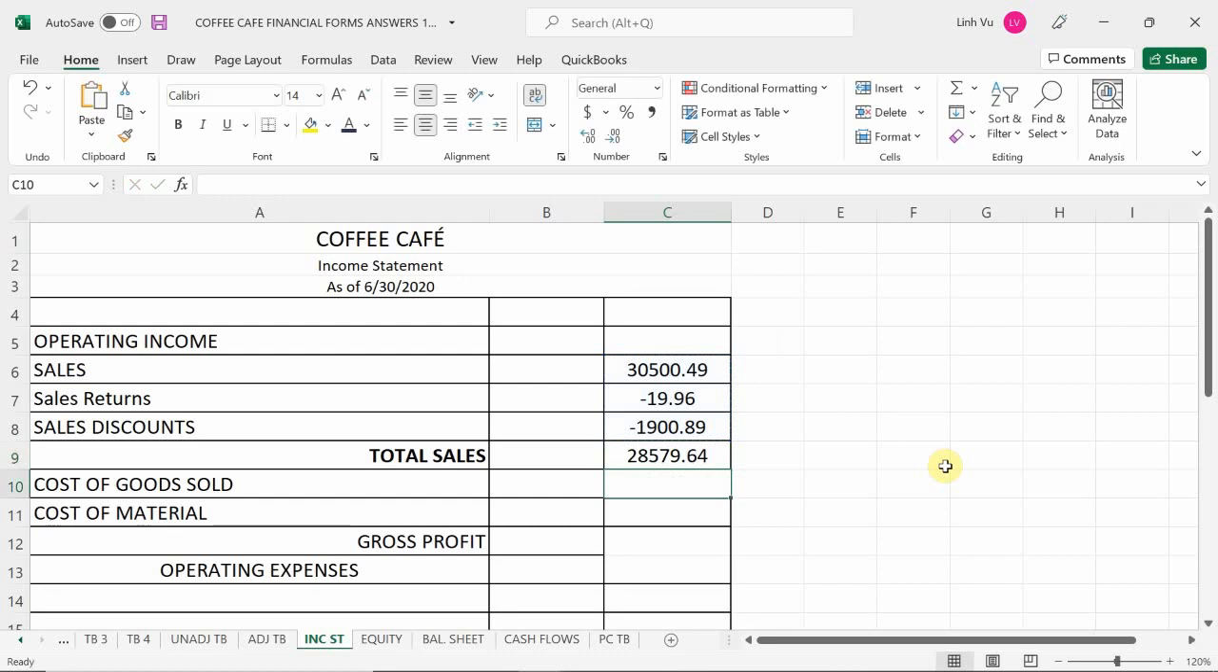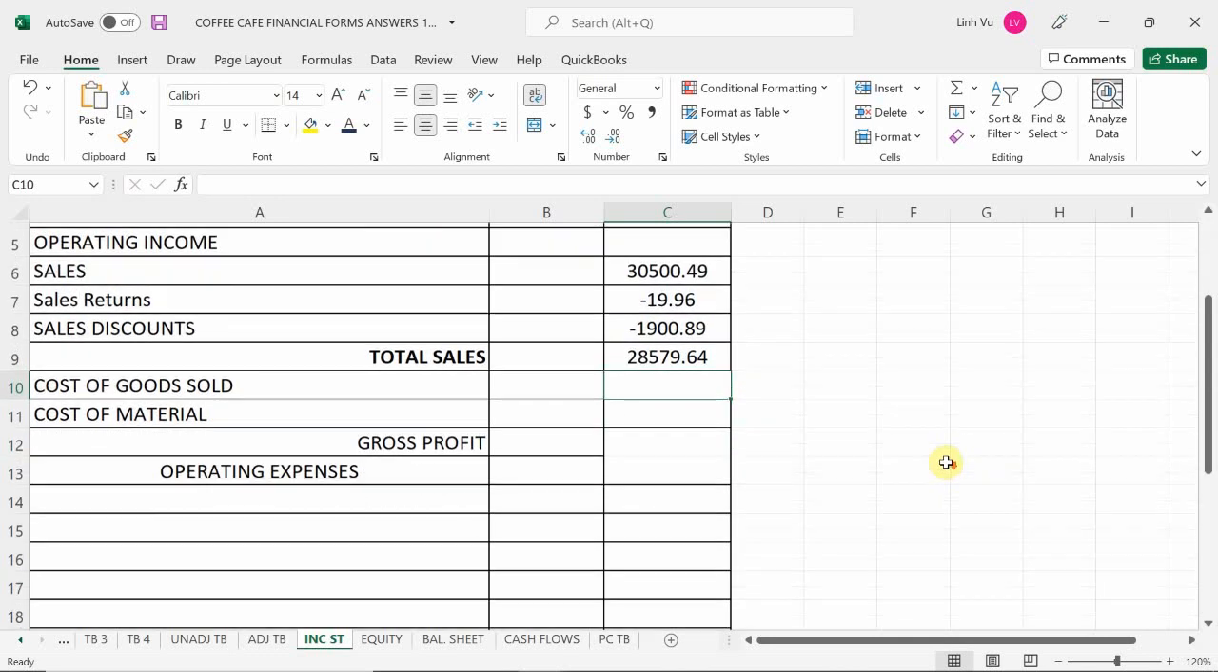$28,579.84. Oh, I have 64. Yeah, I got the same number. I don't know what happened. Oh, okay. All right, good. All right, so that is our total sales.